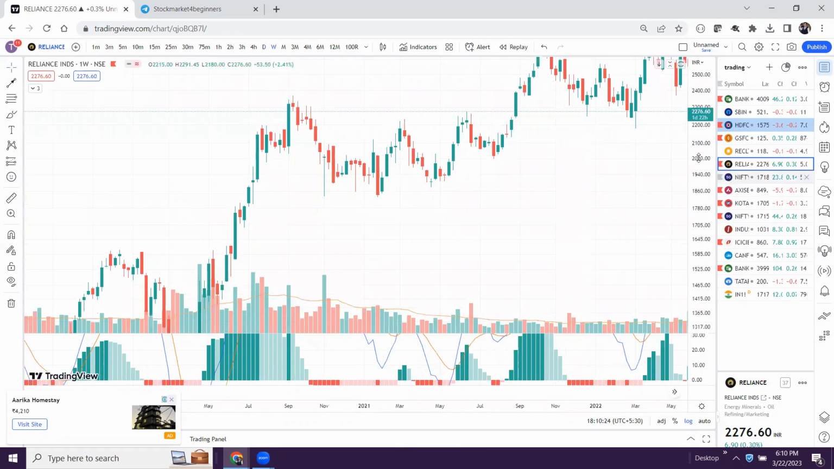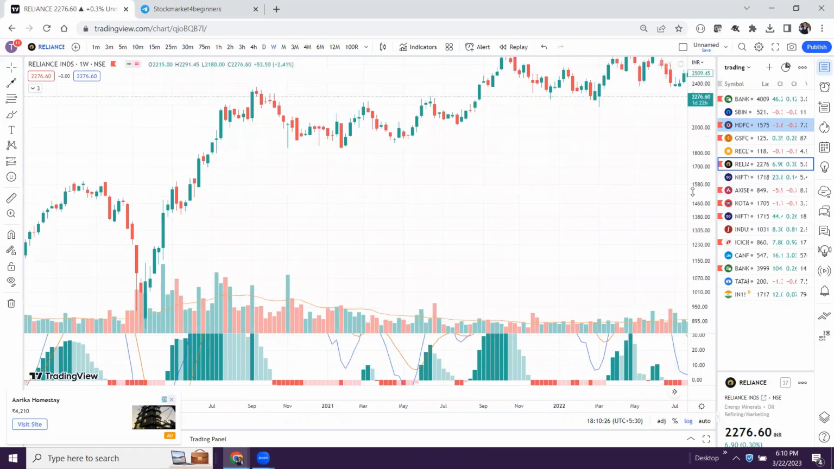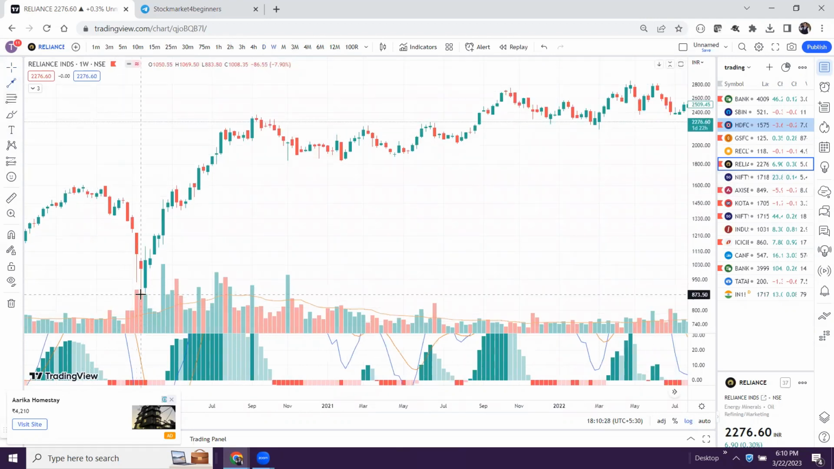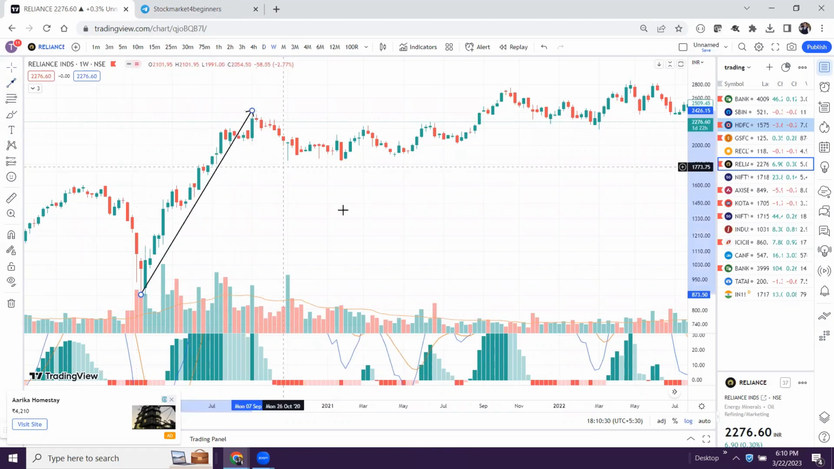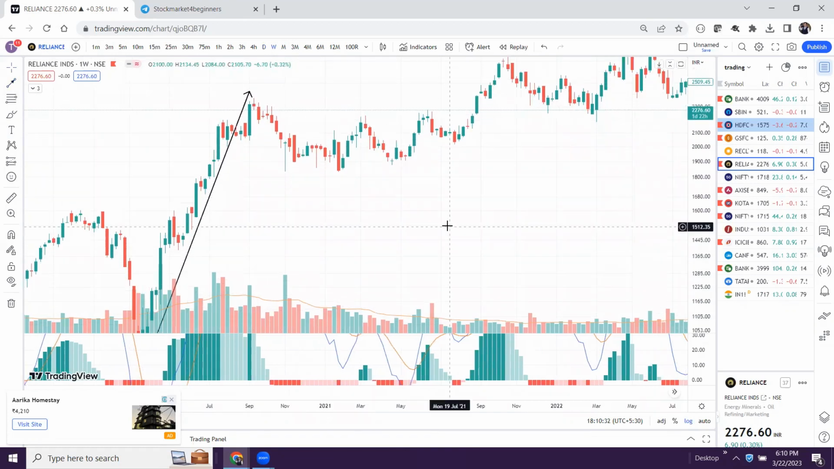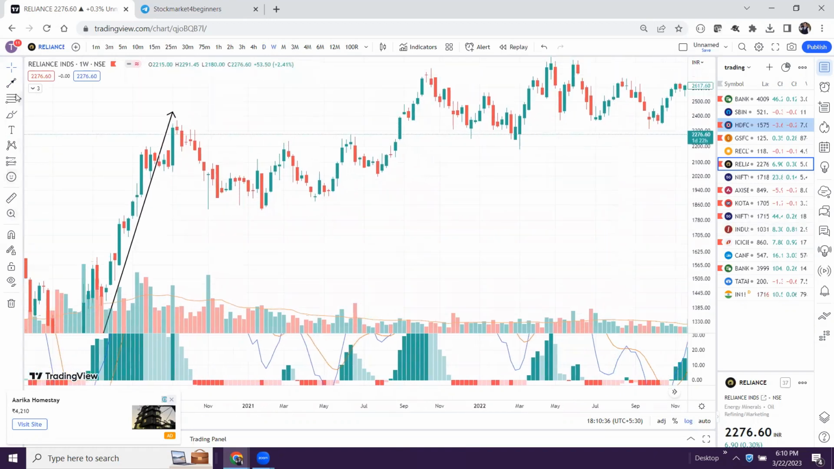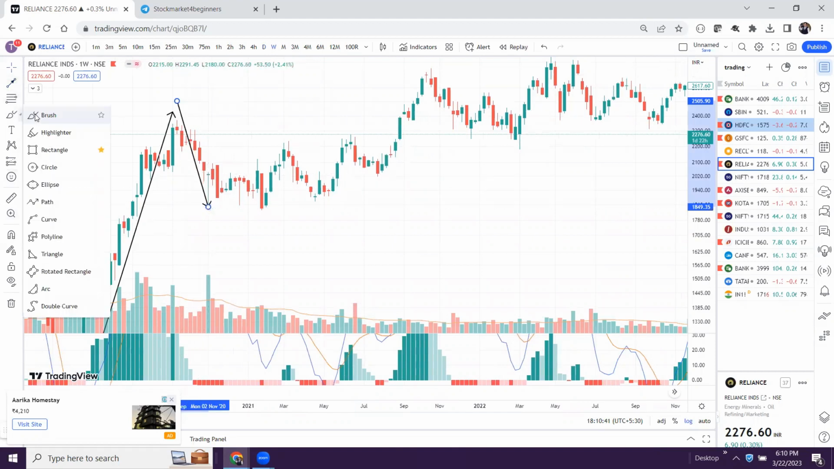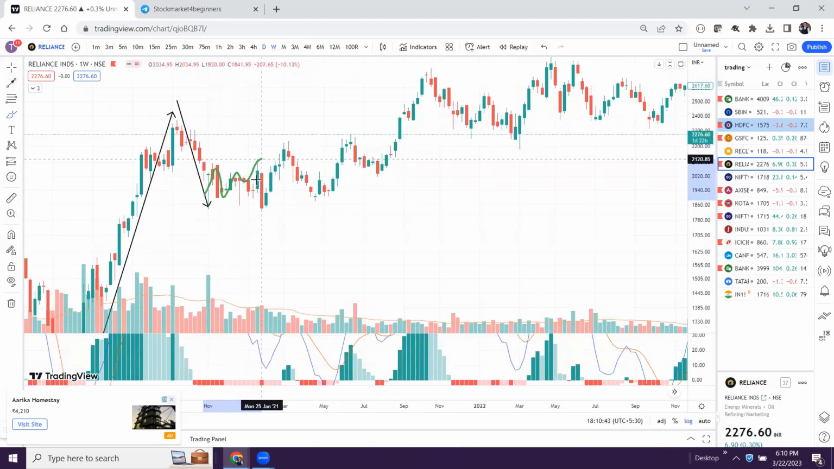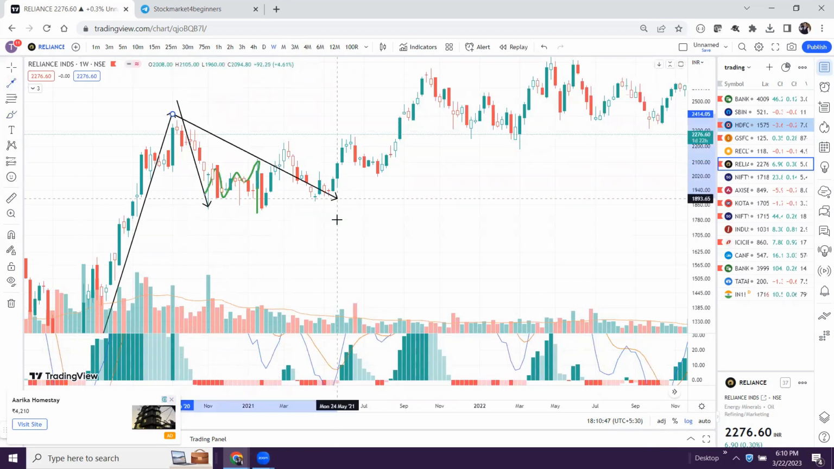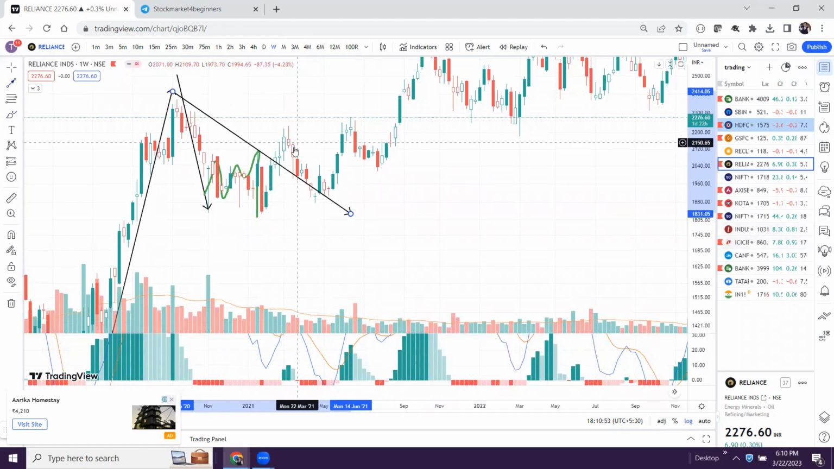Now, if you see from this point to this point, Reliance was going up, and this is the impulsive up move. And after that, you can see the first attempt to come down, followed by one corrective structure and then one fall, and this can be labeled as the first move, the first impulse to the downside. Now after this downside, you can see this upside.